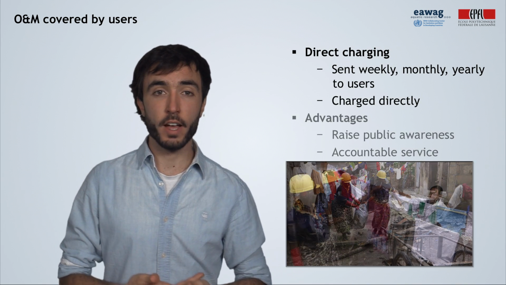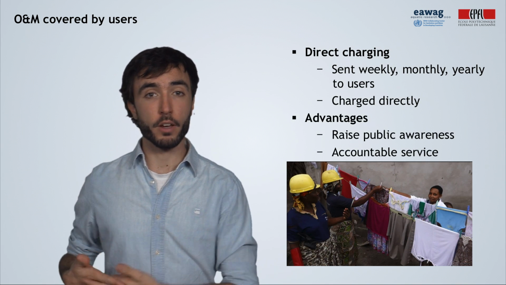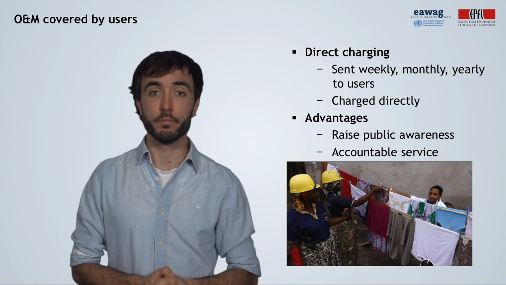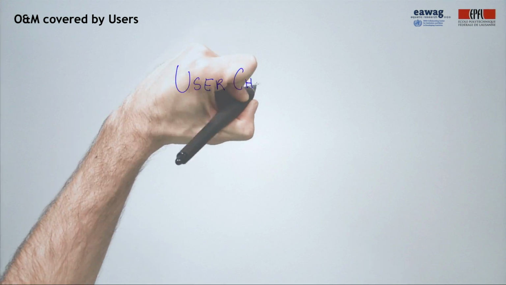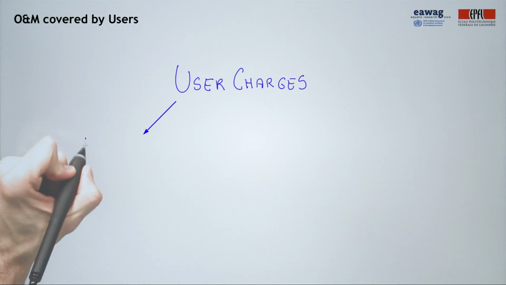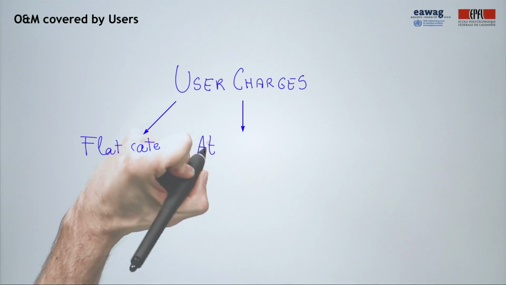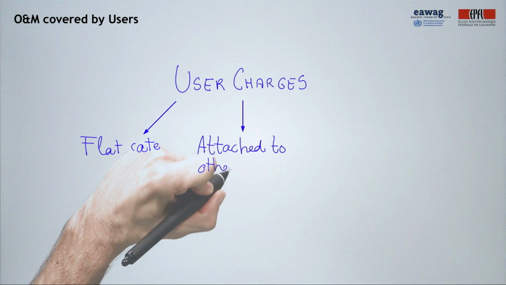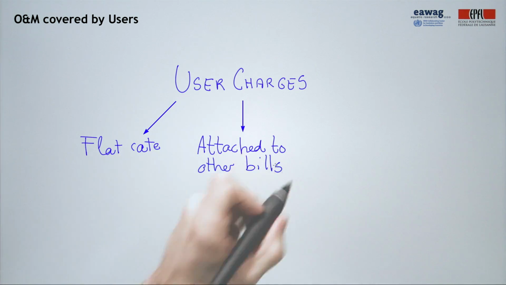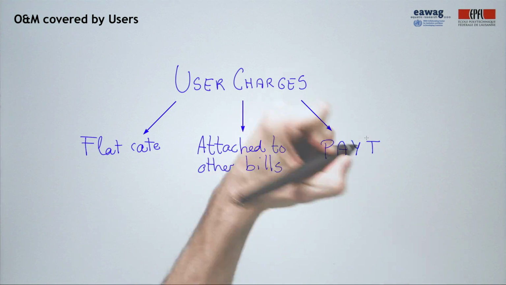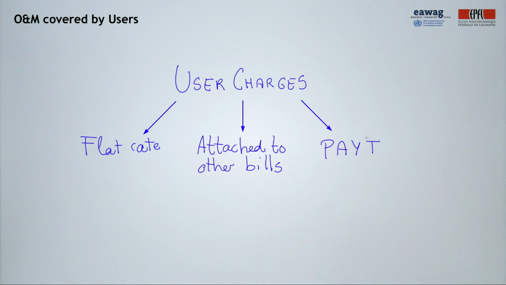User charges have the advantage that they can raise public awareness about the real cost of the service, and they tend to make the service accountable. User charges can either be a flat rate, where everybody pays the same, attached to other utility bills, such as water, sanitation, phone, security, or electricity bills, which increases willingness to pay and reduces billing costs, or related to the quantity of waste discarded, which may serve as an incentive for waste prevention. This is also called pay as you throw.